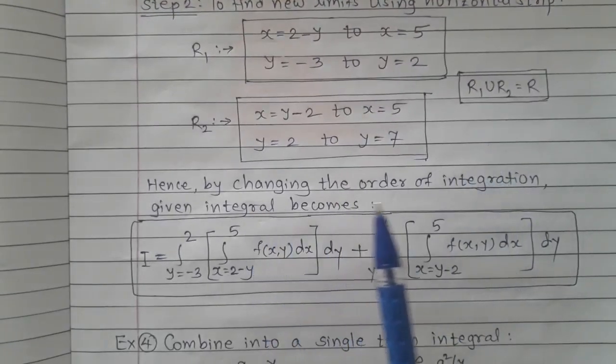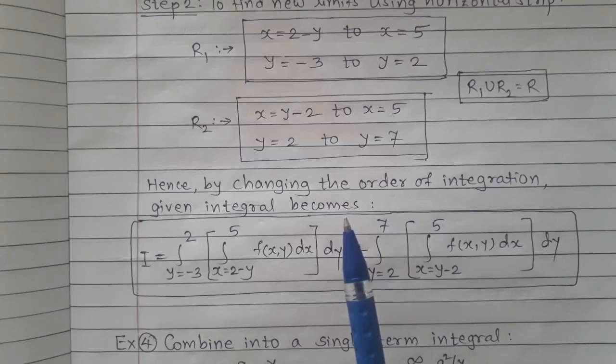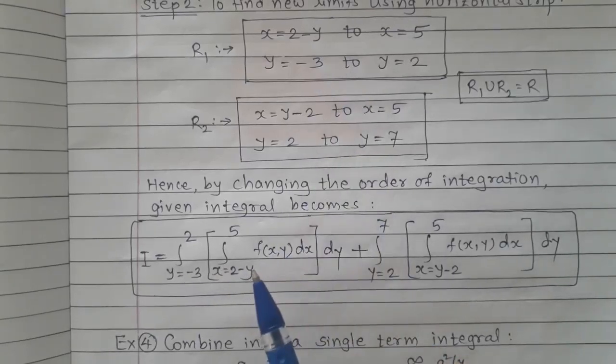Hence, by changing the order of integration, the given integral can be written as I equals to R1 region limits we substitute here, and then R2 region limits we substitute here, and see that this integration is now with respect to x first, so the order is changed.